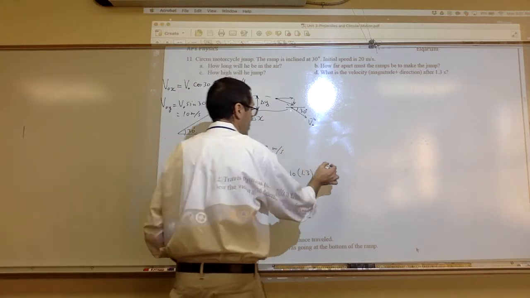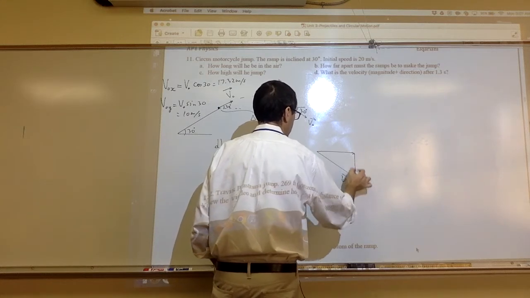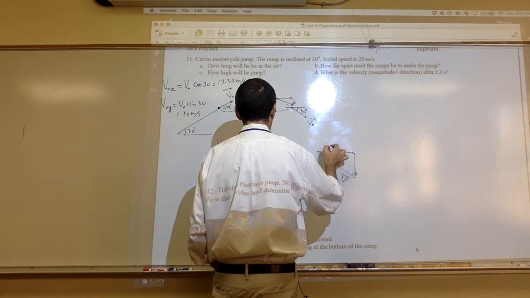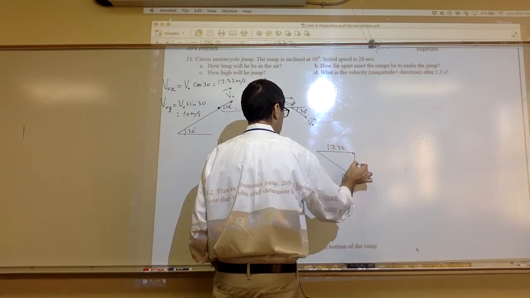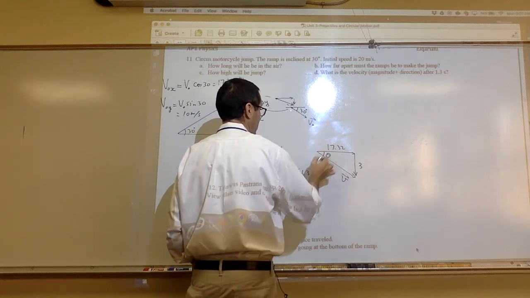So now, here's your triangle. You're looking for this V here. This is 17.32, and this is negative 3. But it's 3 going down. And we have to figure out what this angle is.